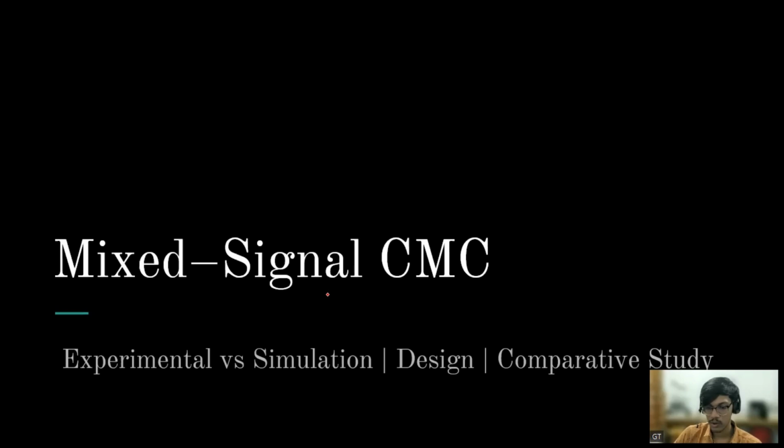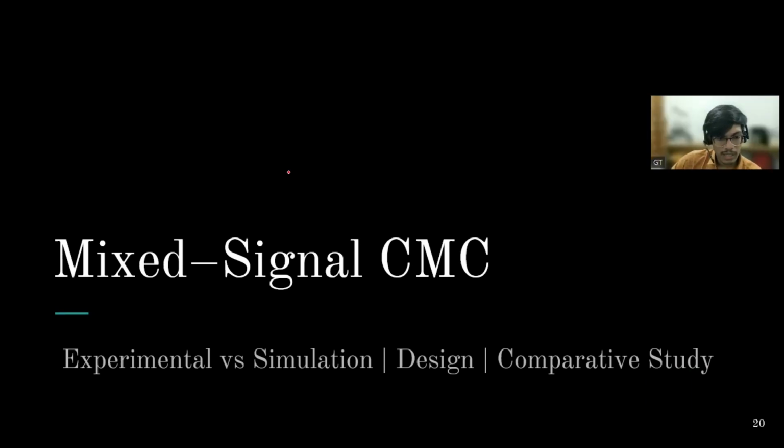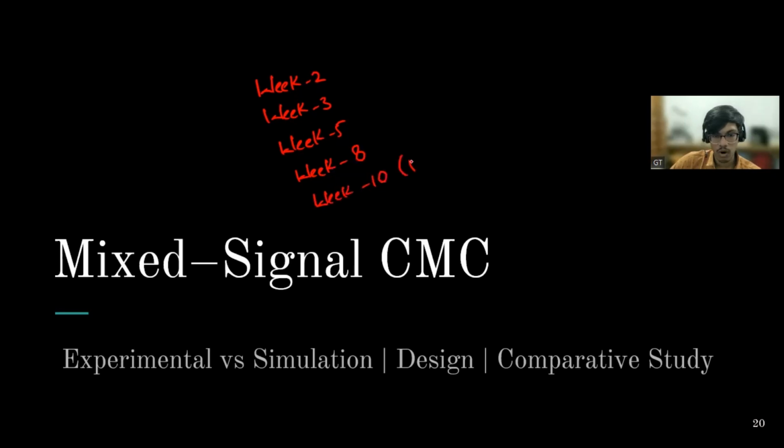Now we'll quickly go into the mixed signal current mode control aspects. Again, for this mixed signal, we first started with the architecture and sampling methods in week 2. Then we went to the week 3 MATLAB case studies. And in week 5, we had discussed the design aspects. And in week 8, we had seen the FPGA implementation. And in week 10, we had seen the variable frequency control: constant on time as well as constant off time, as well as adaptive on time.